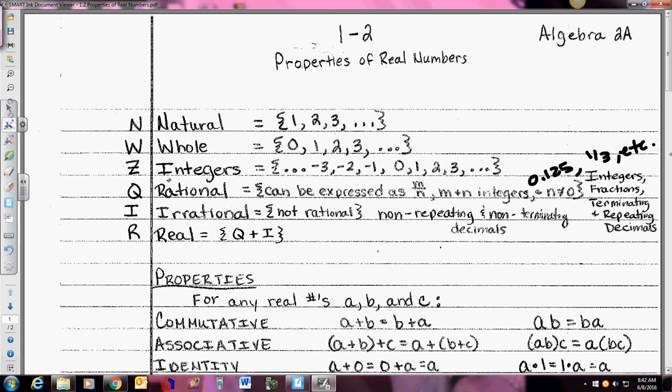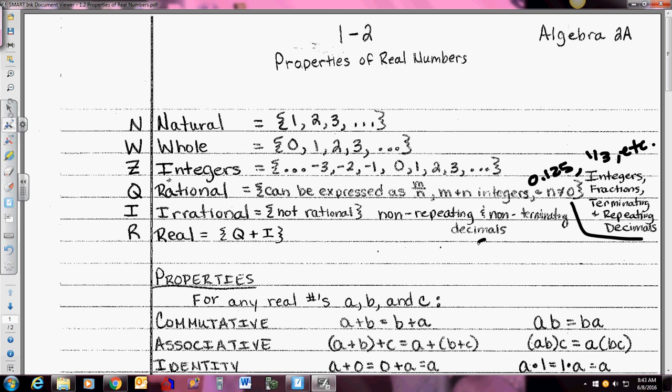All right. So terminating and repeating decimals, what that means is this terminated, there's no dot, dot, dot at the end. This would be a repeating decimal, right? 0.3 repeating, or it's also already a fraction. So this goes with rational numbers. Irrational numbers means not rational numbers. So non-repeating, non-terminating decimals. Think of something that would be a non-repeating, non-terminating decimal.